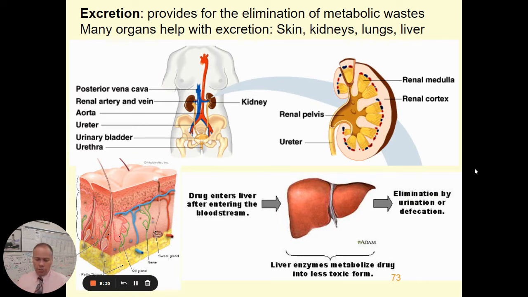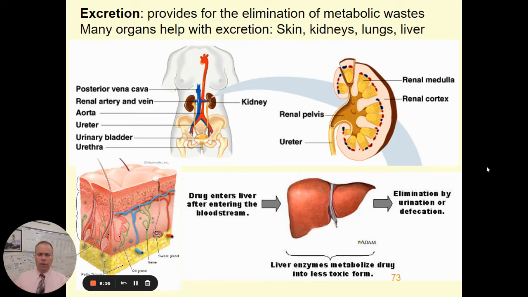Excretion is the removal of waste products from the blood. This happens in the skin and also the liver, the kidneys, and the lungs. The main organ to understand: we already talked about the lungs getting rid of carbon dioxide, which is a waste product. The kidneys are also really important.